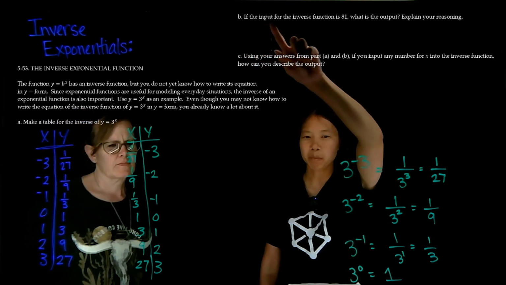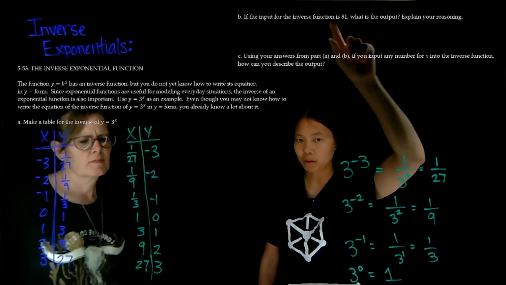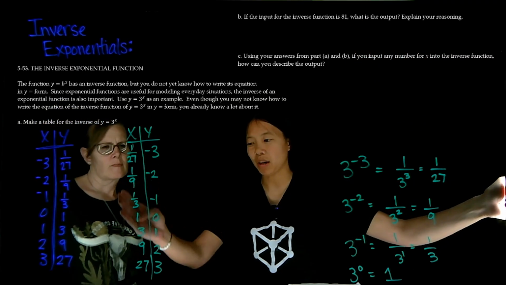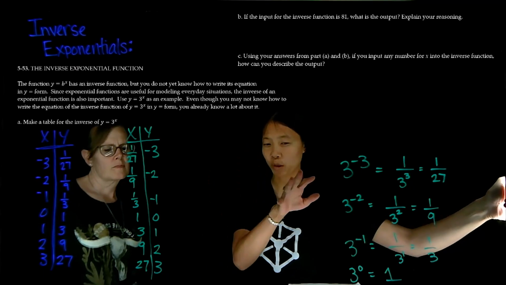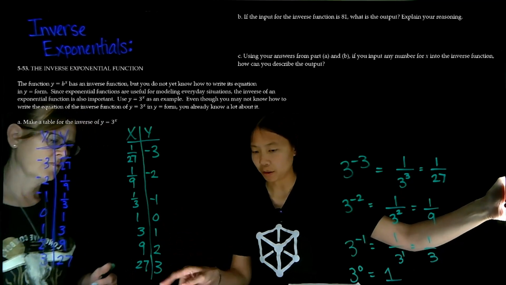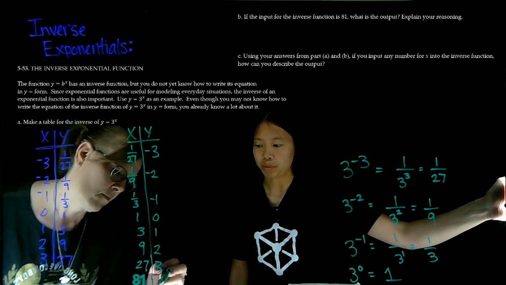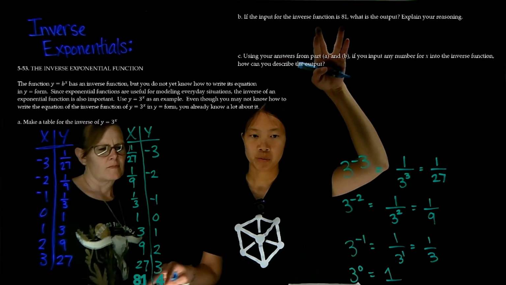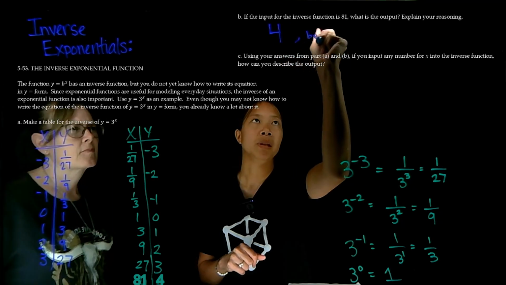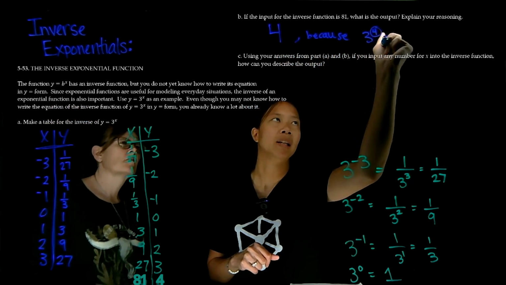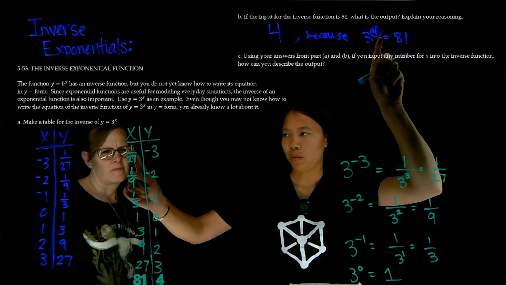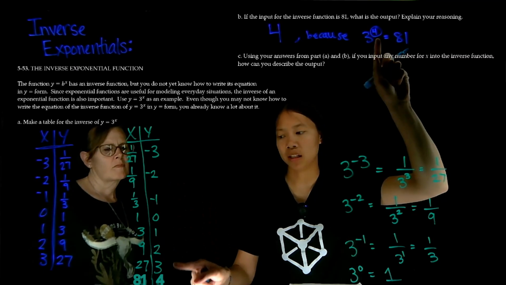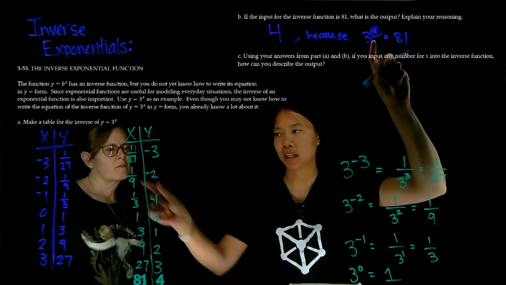Part B says, if the input for the inverse function is 81, what is the output? Explain your reasoning. So if we look at our input, we see we don't have 81, but 3 to the 4th power, or 27 times 3, is 81. So we could say 81 would give us an output of 4. So if our input for our inverse function is 81, our output is 4. And why? Because 3 to the 4th power is 81. So here we can see what we get out after we raise 3 to a power, and our y values here are the different exponents we would raise 3 to in order to get that x value.